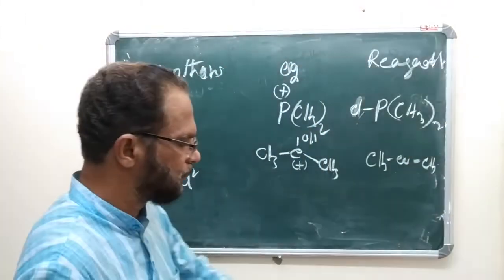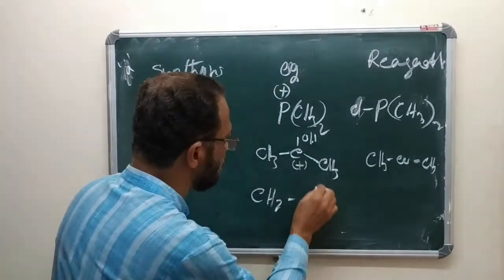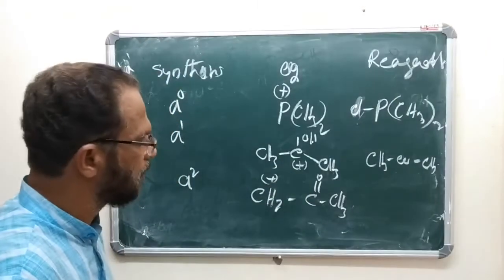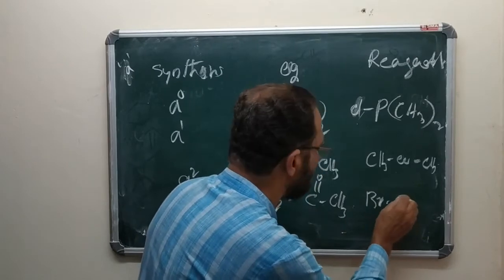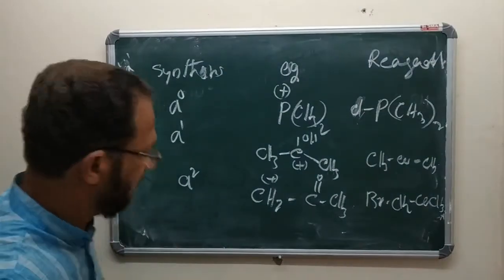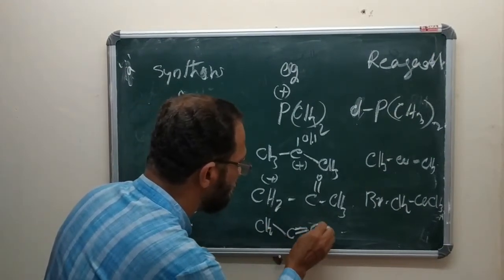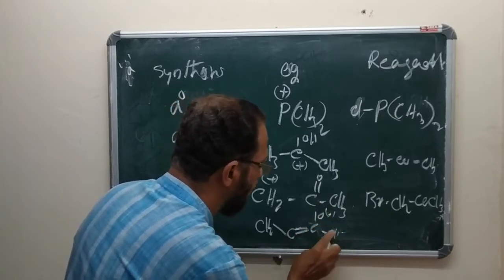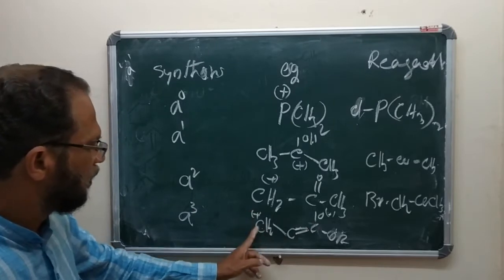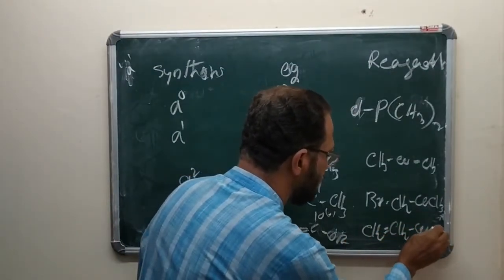Then A2, it is CH2COCH3+. Then the corresponding reagent is BrCH2COCH3, bromoacetone. Then likewise A3, then CH2=CH-C=O, or an ester. This is the reactive center. Carbon number 1, carbon number 2, carbon number 3, the third carbon atom, A3. The reagent is the ester of the corresponding unsaturated acid.